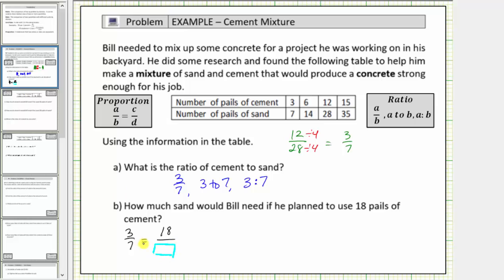We form equivalent ratios just like we form equivalent fractions. Looking at the 3 and the 18, notice how 3 times 6 is equal to 18, and therefore if we multiply 7 by 6, we can determine the number of pails of sand Bill needs. Well, 7 times 6 is equal to 42, and therefore if Bill uses 18 pails of cement, he would need 42 pails of sand.